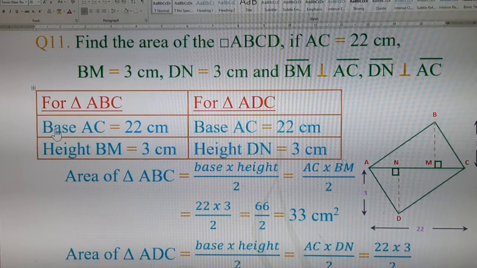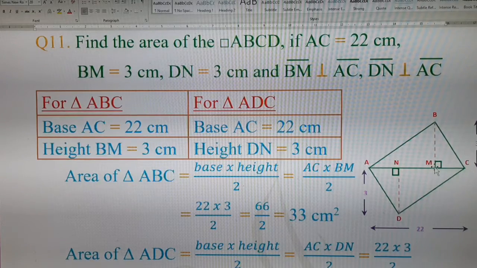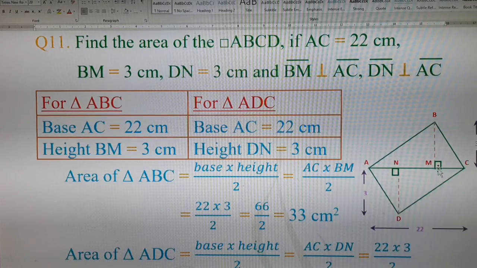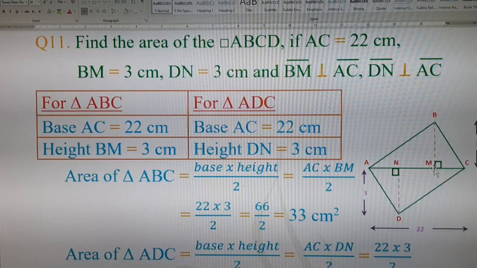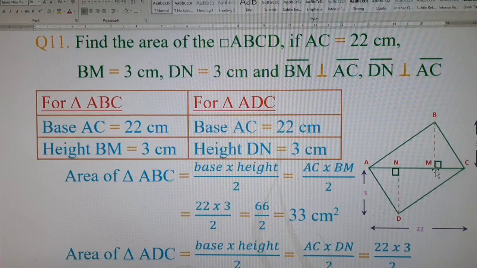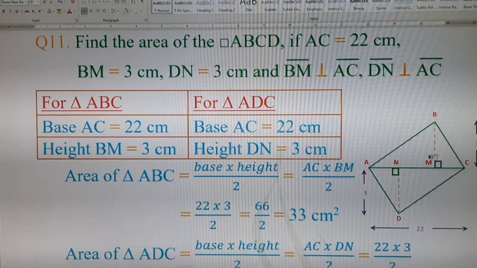So here I have written down the details which are given. For triangle ABC, AC is the base and it is 22 centimeters. The height will be BM, which is 3 centimeters. So this will be the height, because it shows the vertical distance between the topmost point of the triangle and the point lying on the base of the triangle, that is M. M is called the foot of the perpendicular. So line segment BM has distance 3 centimeters, given as the height of the triangle.